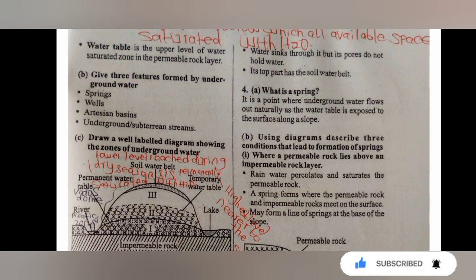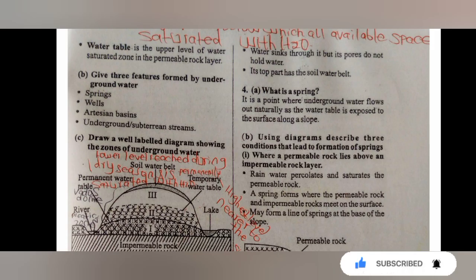And it's important also to note that the presence of groundwater leads to the formation of spring wells and Artesian basins, which we are now going to discuss. So an aquifer is a permeable rock which is underlain by impermeable rock, and it is permanently saturated with water.